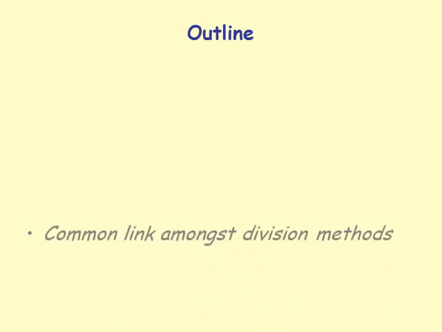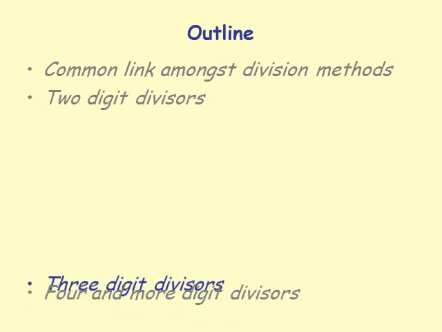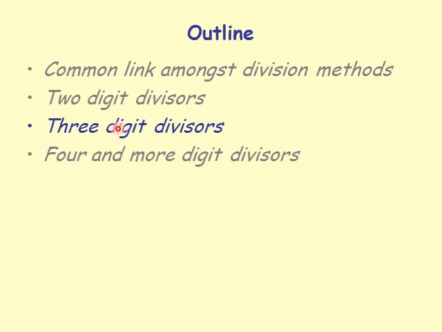Okay, let's look at the next section now. The next section is about three-digit divisors. We would consider divisions where the divisor has 3 digits. First example is 9437078 divided by 941. 3 digits in the divisor.